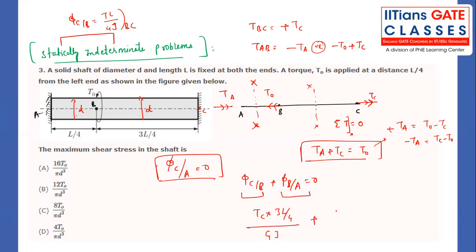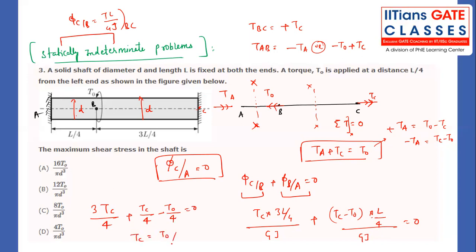Now, what is TAB? What is the torque acting in the AB section? TC minus T naught. The length is L by 4 divided by GJ. That will be 0. So 3TC divided by 4 plus TC divided by 4 minus T naught divided by 4 is equal to 0. So we are observing TC is equal to T naught divided by 4. Getting my point? TC is T naught divided by 4.